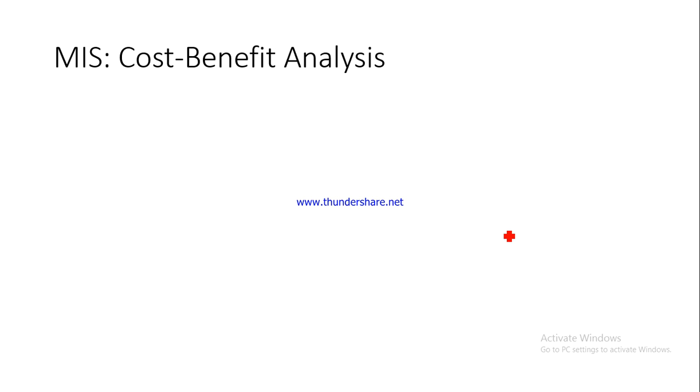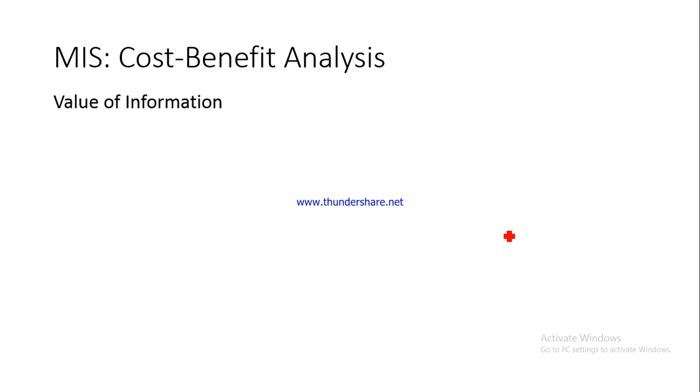So basically, whether or not you are going to implement MIS in your organization will depend on whether the benefits are going to be more or whether the cost that you have to incur is going to be more. If the benefits are more, then you go for the implementation. If they are less than the cost that you will incur, you don't go for the implementation. You still depend on the manual information systems, right?